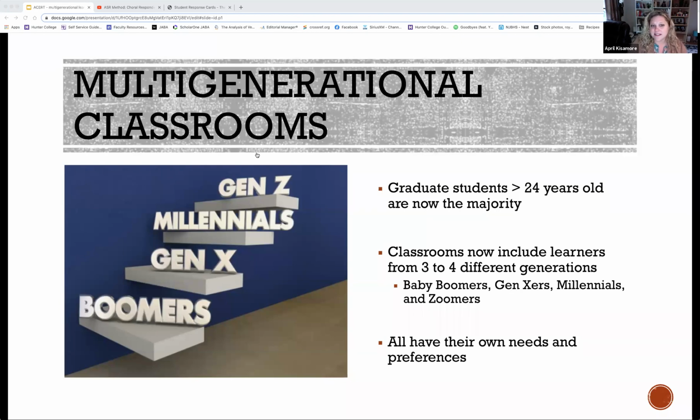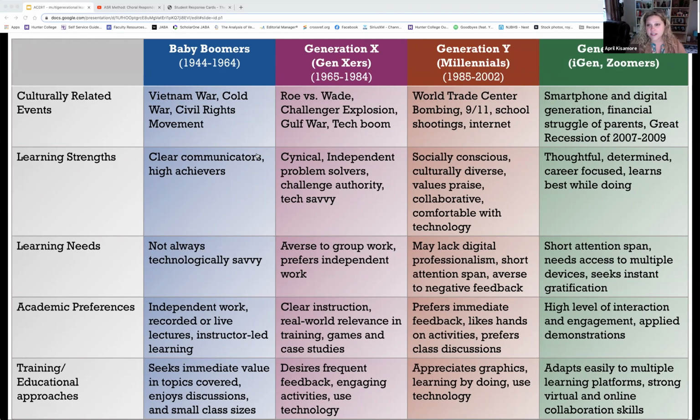As of 2019, the typical college classroom included learners across at least 3 or 4 generations. So it's possible that you have baby boomers, Generation Xers, millennials, and Generation Z individuals. And all of these students are coming into our classrooms with varying strengths, preferences on how they learn or access material, and needs that we need to meet as their professors. So here's a rather dense graphic that you can take a look at that lays out some varying strengths, needs, academic preferences, and preferred training or educational approaches across the different generations.